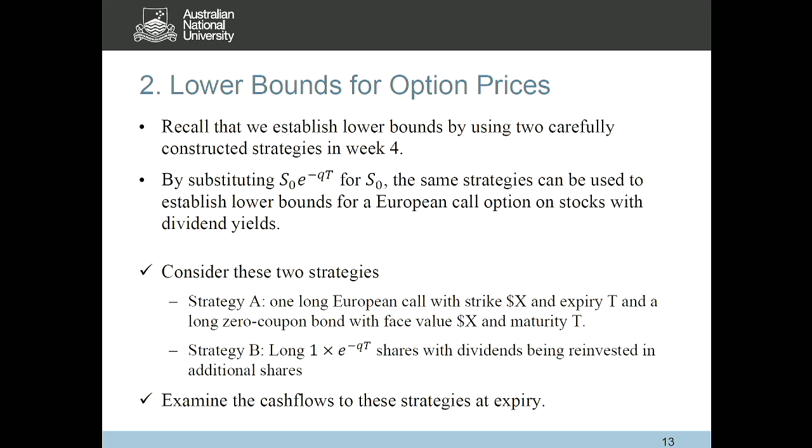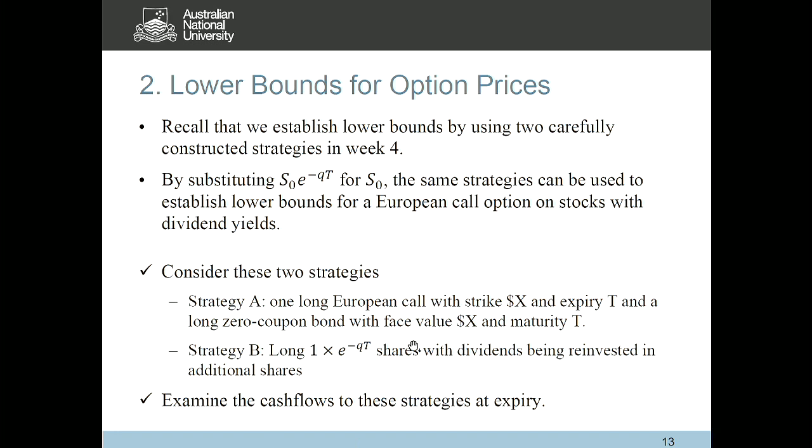X. Now, what's in portfolio B is that instead of buying 1 share, we're buying an amount that's less than 1. To be more precise, we're buying 1 times e to the power of minus qT amount of shares. Because that share pays dividends, we're going to use those dividends to reinvest back in the share. So over time, the share would grow to fully 1 unit of shares, with the final spot price being ST.